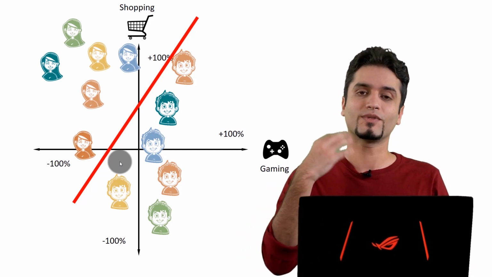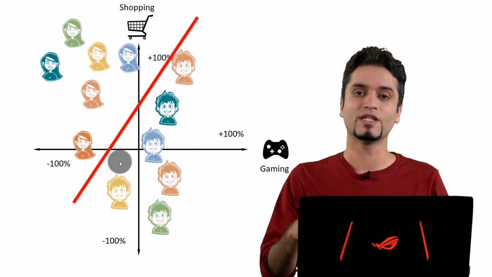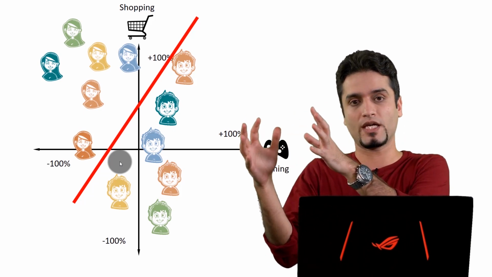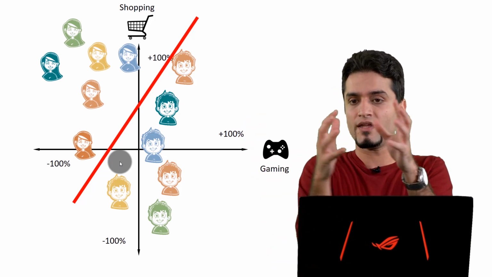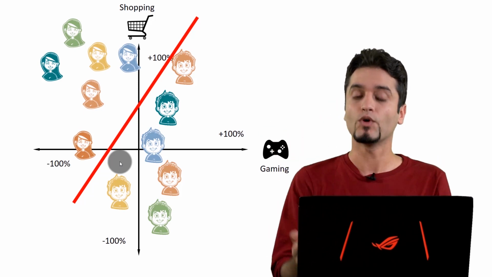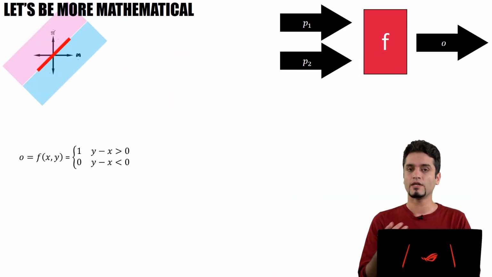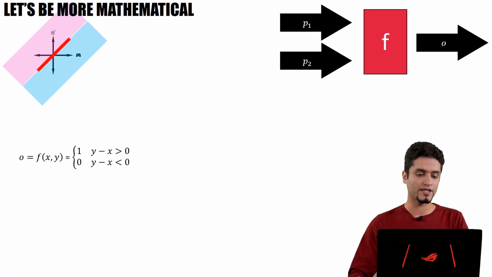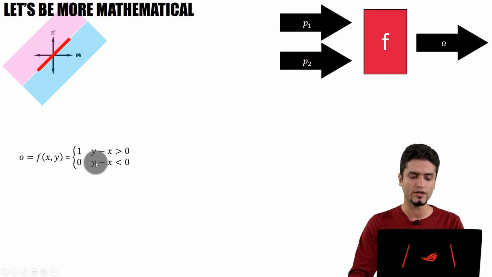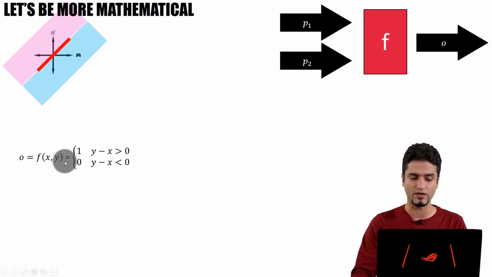Don't get me wrong, I'm not the one who proposed these models, but I put everything together in one video to show you how we can take one step further and develop the analogy and make it more mathematical. So let's get started with the mathematical equation in the last video. Remember, it was y minus x greater than 0, 1, y minus x less than 0, 1.